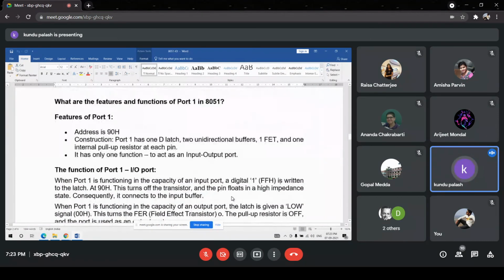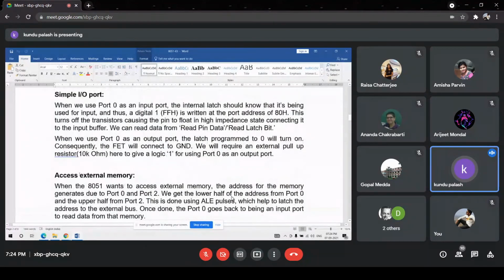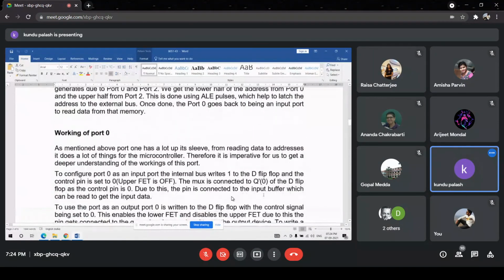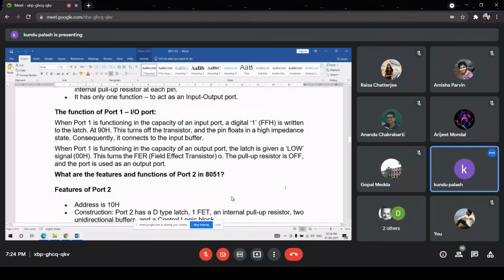So what are the functions of port 1? Port 1 has one D latch, two unidirectional buffers, one FET, and one internal pull-up resistor at each pin. It has only one function. That means it can act as a simple input-output port, but it can never be used for interfacing with external memory. That is the specialty. The functions of port 1 as an I/O port are written here. When the power-on reset occurs, the port is configured as an output port.